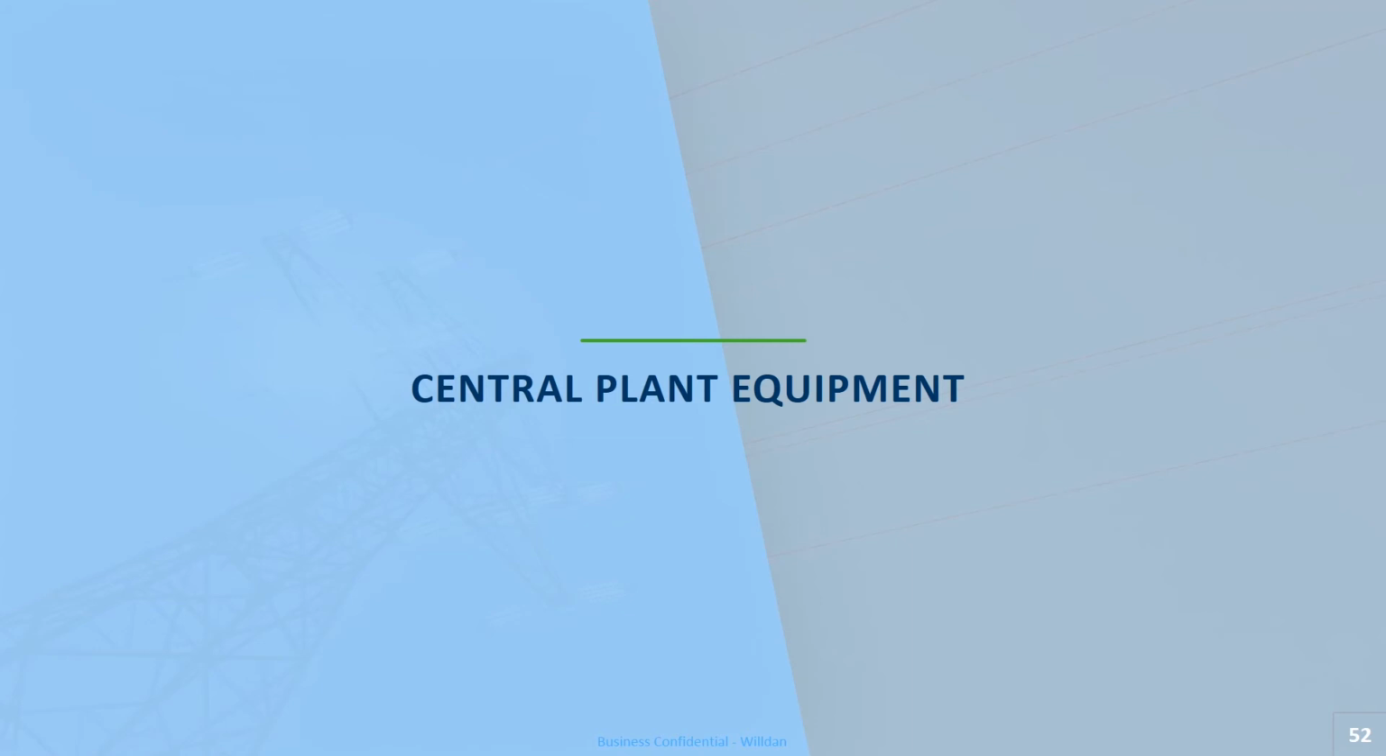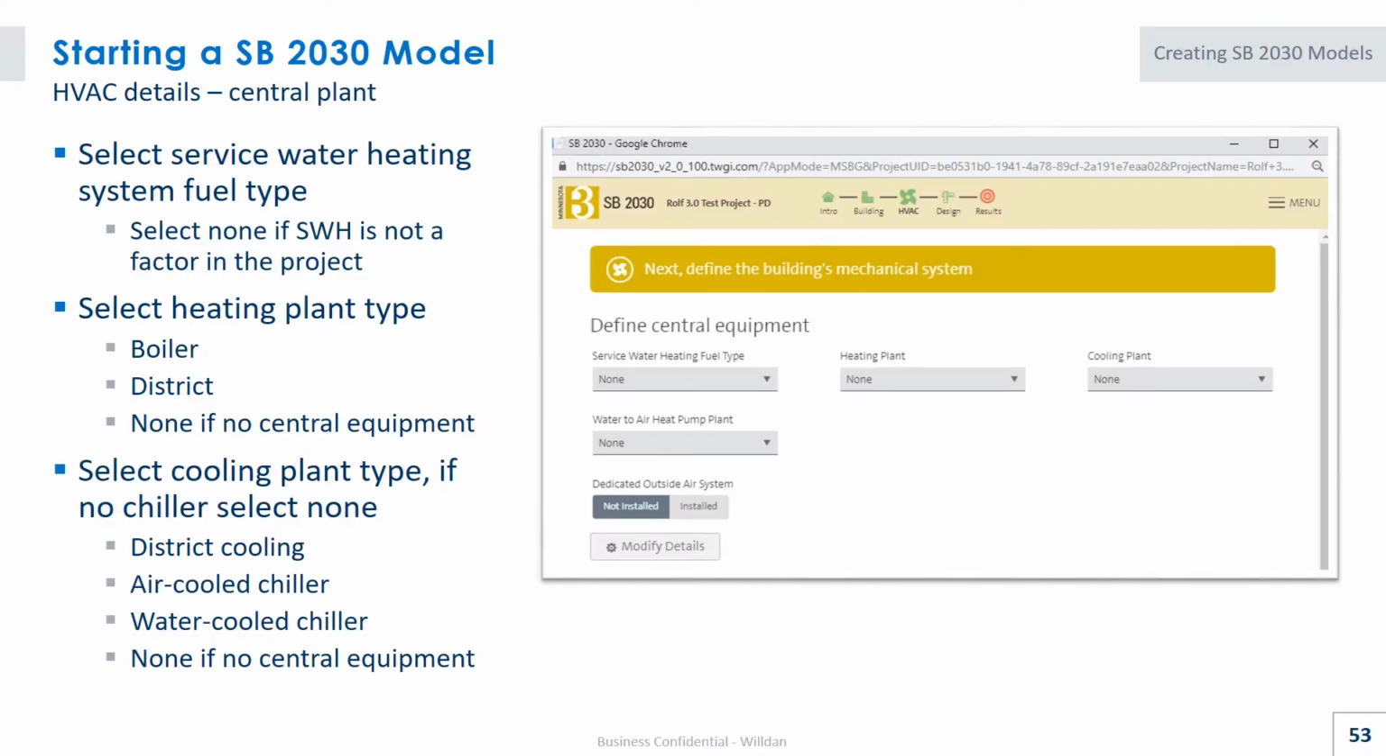The central plant options for service hot water, you can pick whether it's electric or natural gas service hot water. If you're doing a heat pump service hot water, that's an efficiency measure, and you'll define that in your building design in a next tab over. You can select on the heating plant type, boiler, district, or none, if you have like a furnace or some other system level heating. For the cooling plant type, you can do district cooling, air-cooled chiller, water-cooled chiller, or again, none if you have DX or you don't have cooling in your building.